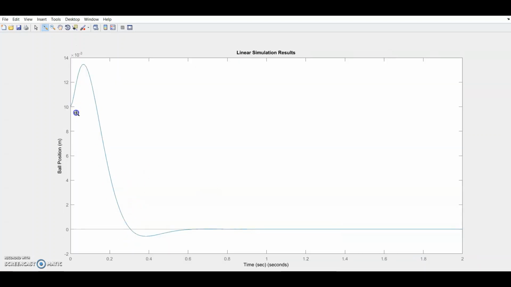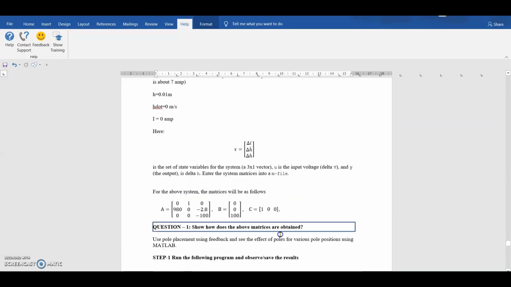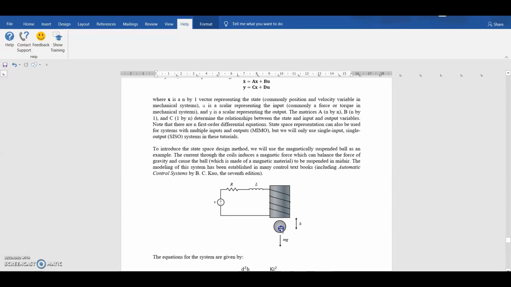So as you can see, the output, that is H with respect to time, is not going to infinity, rather it is stabilizing at 0. So what does it mean? It means that this ball will go up, that is when H is equal to 0. It will just go up until H is equal to 0.